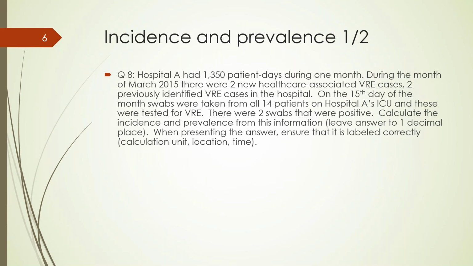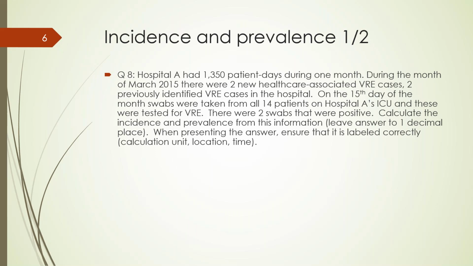Okay, so I've got a couple questions here about incidence and prevalence, because this is the most commonly used calculation for ICPs and IPAC programs. So question 8 is, Hospital A has 1,350 patient days during 1 month. During the month of March 2015, there were 2 new healthcare associated VRE cases and 2 previously identified VRE cases in the hospital. And on the 15th day of the month, swabs were taken from all 14 patients on the hospital's ICU, and these were tested for VRE. There were 2 swabs that were positive.